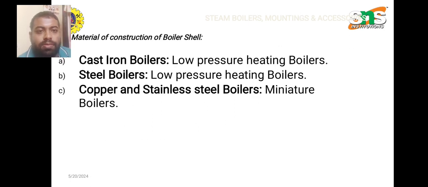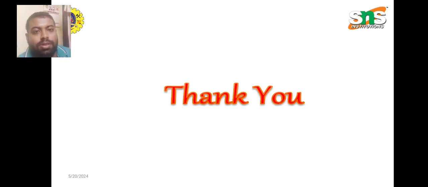Material of construction of boiler shell. Three materials are used: cast iron boilers for low pressure heating boilers, steel boilers which are also low pressure heating boilers, and copper and stainless steel boilers which are miniature boilers. Thank you. In this topic we have discussed what boilers are, different types of boilers, different structures and different classifications of boilers.